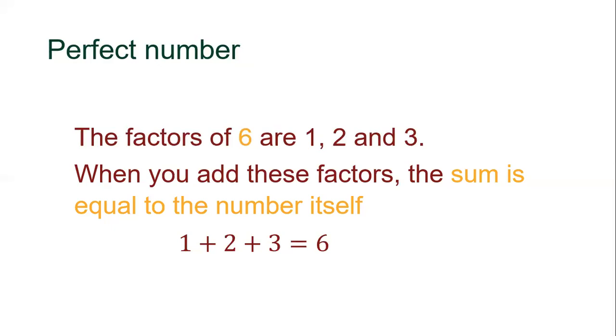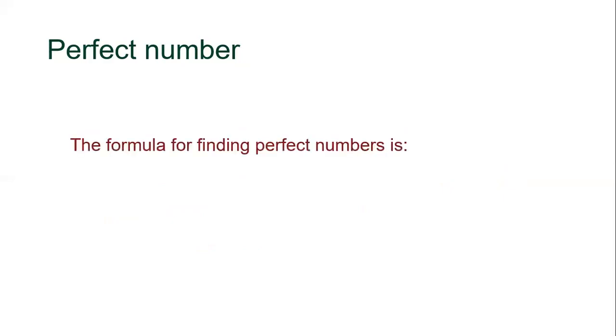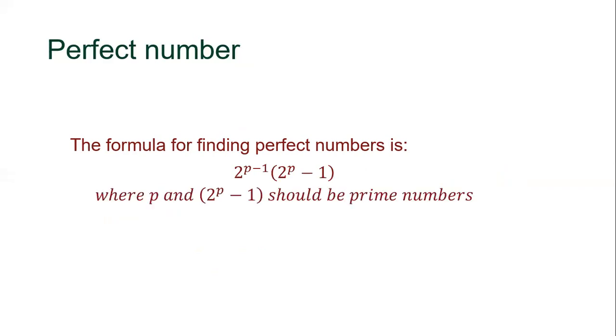Except the number itself. Now, you can also look for other perfect numbers using this formula. So the formula for finding perfect numbers is 2 raised to p minus 1 multiplied by 2 raised to p minus 1 quantity, (2^p - 1). Now, the conditions are that p and 2^p - 1 should both be prime numbers.